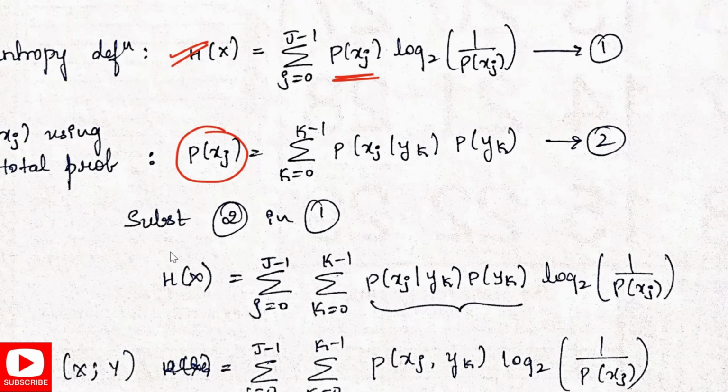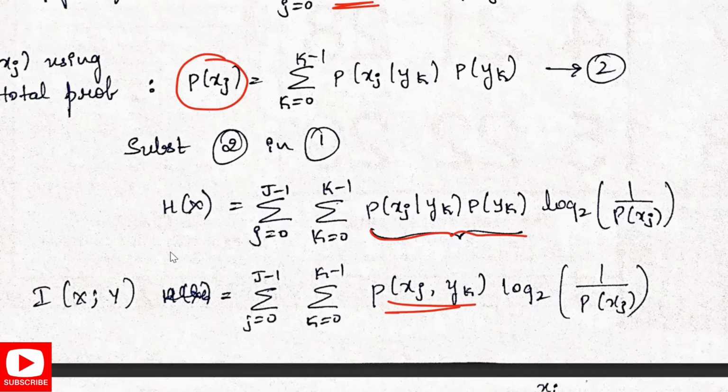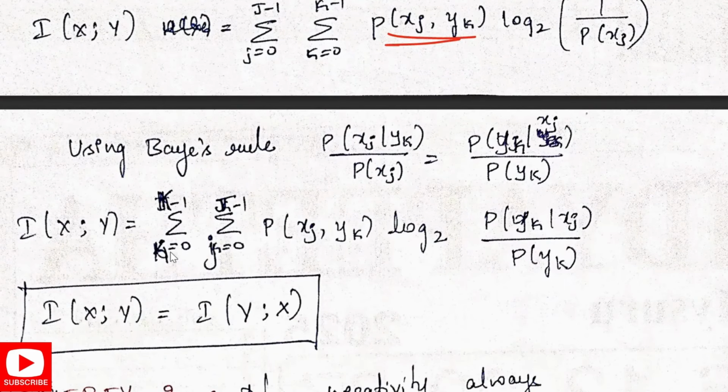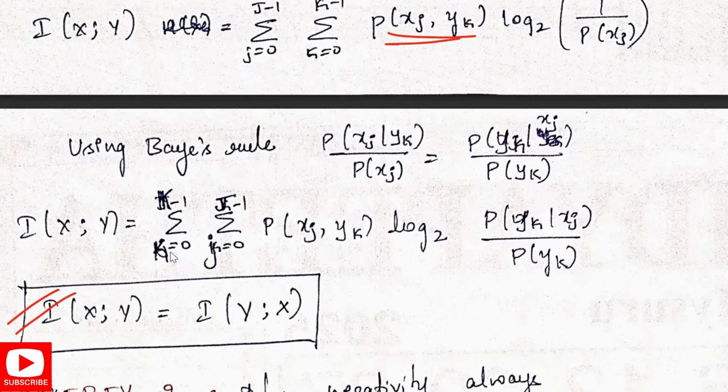So as I said previously, with the joint probability, we can write it like this. So finally, we get the equation. By using Bayes' law, you can write P of xj given yk by P of xj as P of yk given xj divided by P of yk. So on replacing that and changing the summation order, you get this. So finally, the symmetry is proved.